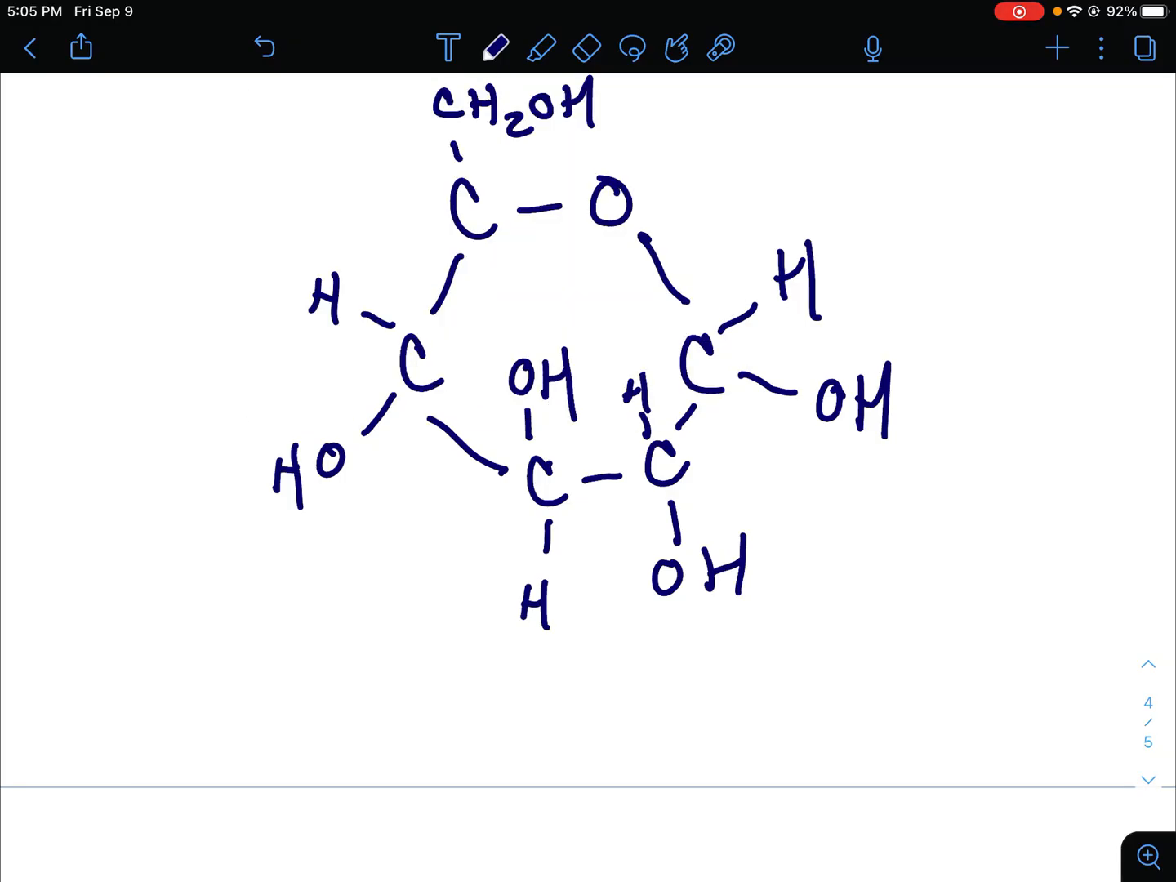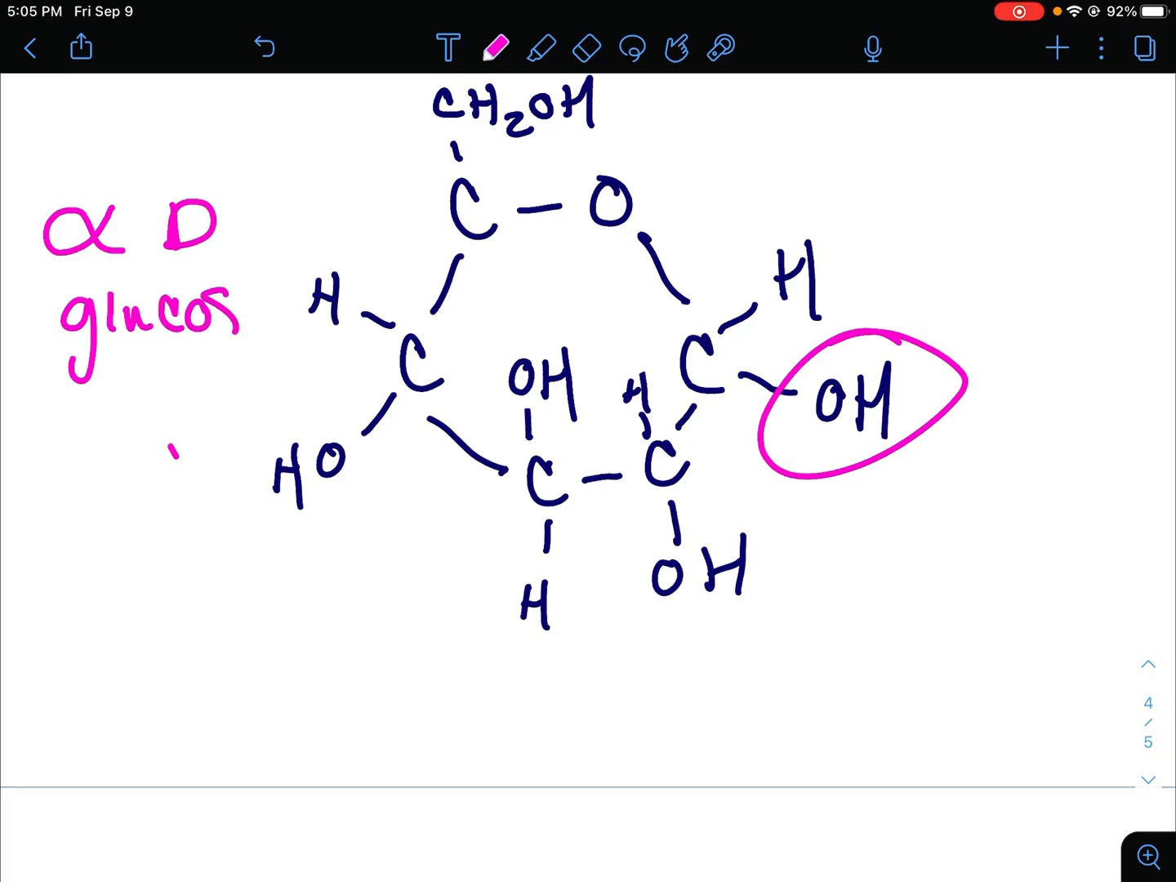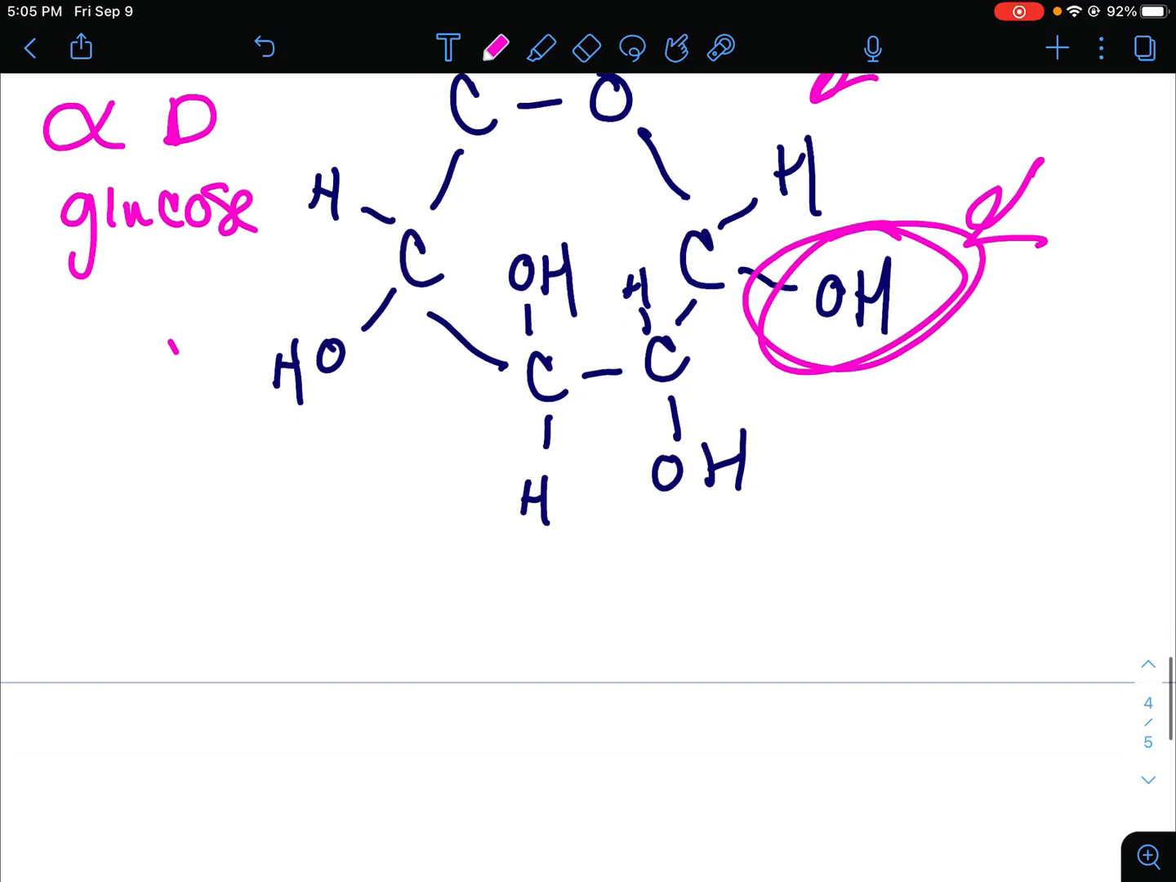But yeah, so that is alpha D-glucose. The only difference between this one and the one we're going to do next is this one. So in the next one, it is going to be flipped, and this will be right here where this hydrogen is.